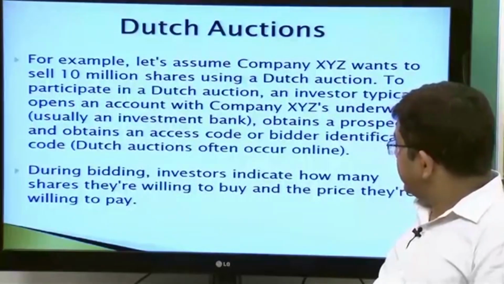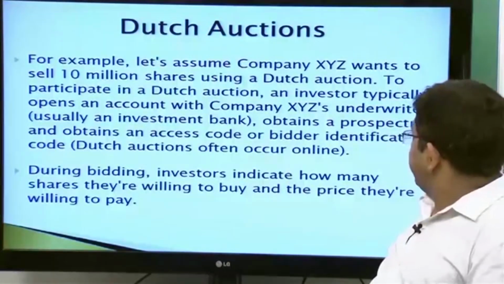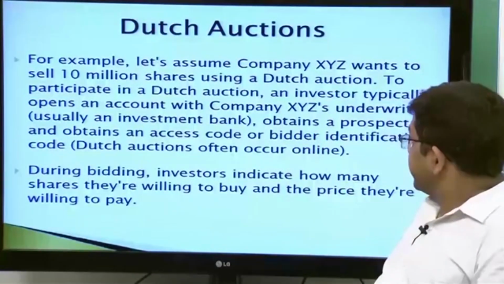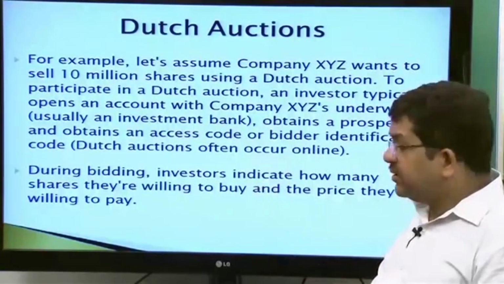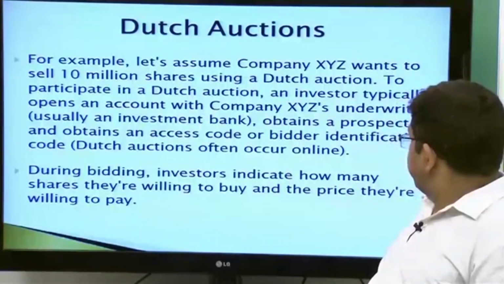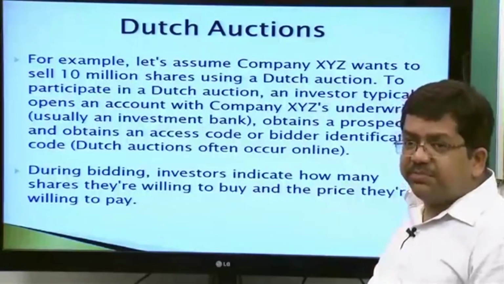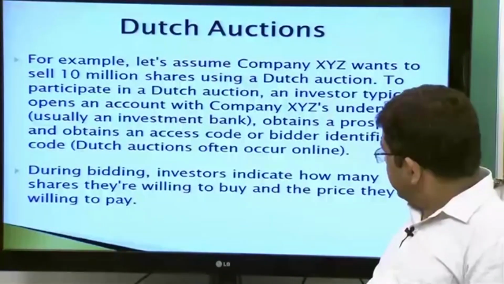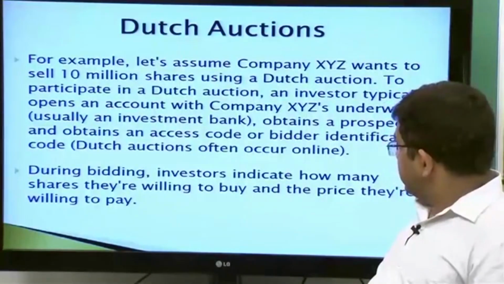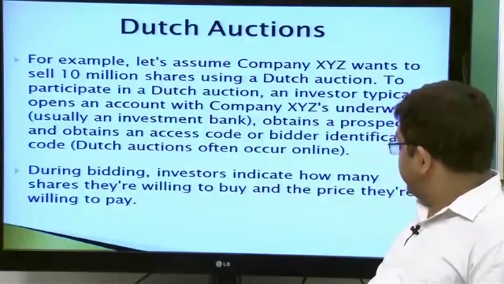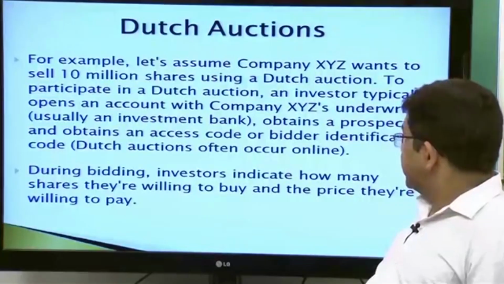To participate in a Dutch auction, an investor typically opens an account with company XYZ's underwriter, usually an investment bank, obtains a prospectus, and obtains an access code or bidder identification code with which they put their price in the auctioning process. So, Dutch auctions often occur online. During bidding, investors indicate how many shares they are willing to buy and the price they are willing to pay.